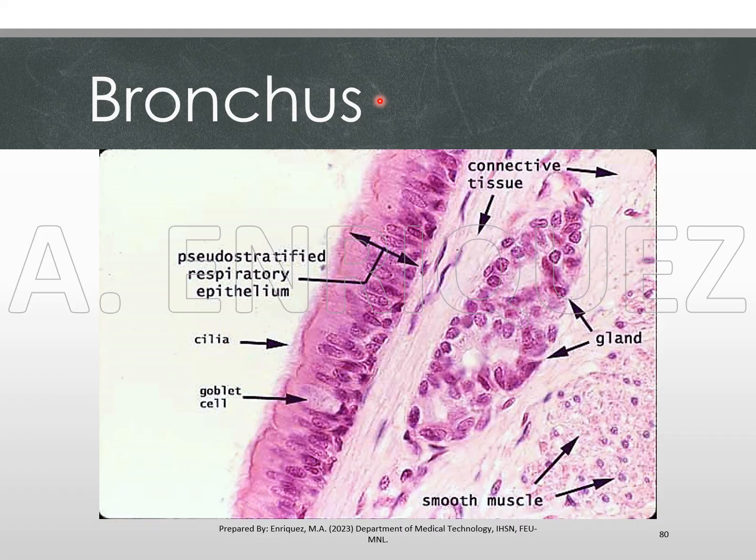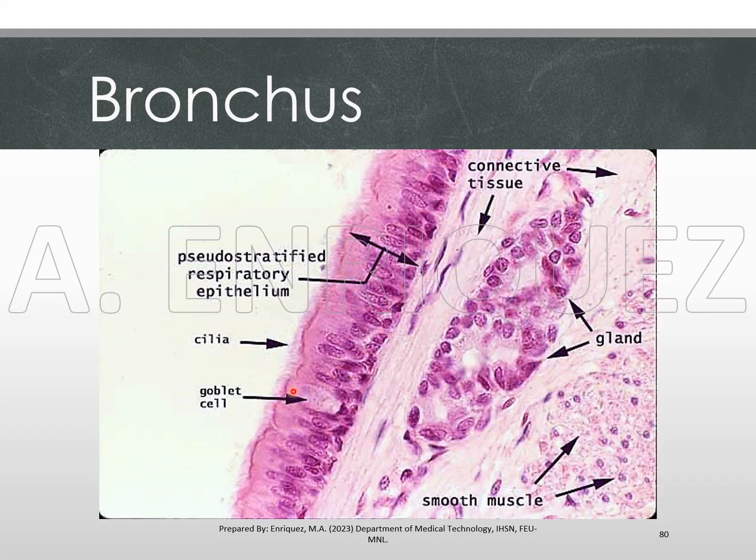This slide right here shows us an oil immersion objective view of our bronchus. Alright? So one of our bronchi. So ayun po, ganun din naman yung composition niya. Alright? So it's still composed of that pseudostratified ciliated columnar epithelium. Right here, naka-point out yung specific areas kung nasaan yung cilia. And then right here, may pinapakita din po na goblet cell.